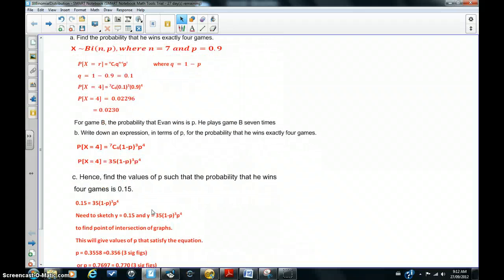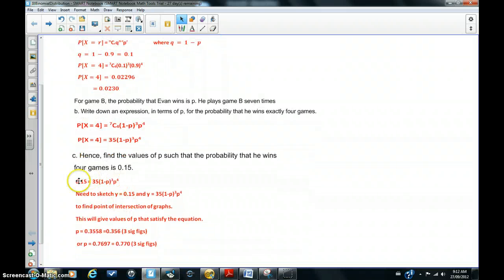Now part C says, hence find the value of P such that the probability that he wins 4 games is 0.15. So basically we need to make use of this result in part B to answer part C. So we replace probability of x equals 4 by 0.15, and we get this equation here. Now our aim is to find P. Now you can't solve it manually, it's too complicated, so they expect you to use the calculator.